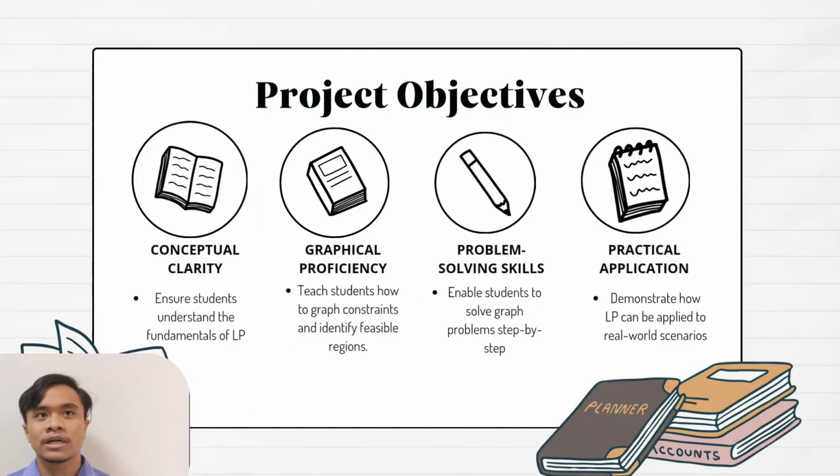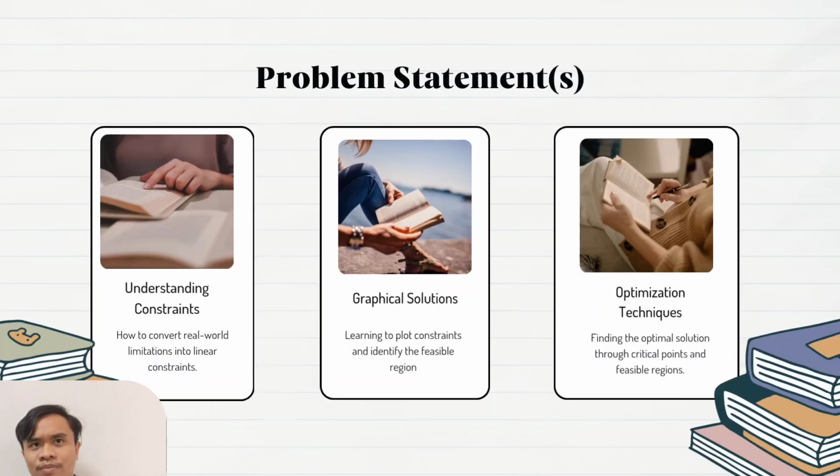Okay, now we're going to move to our project objective. Our first objective is conceptual clarity. This is to ensure the students understand the fundamentals of linear programming. Next is graphic proficiency, where we teach how to graph the feasible region more effectively. The third objective is problem solving skill, where we enable students to solve the graph problem step by step. Then last but not least, the fourth objective is to practically apply this technique in linear programming.